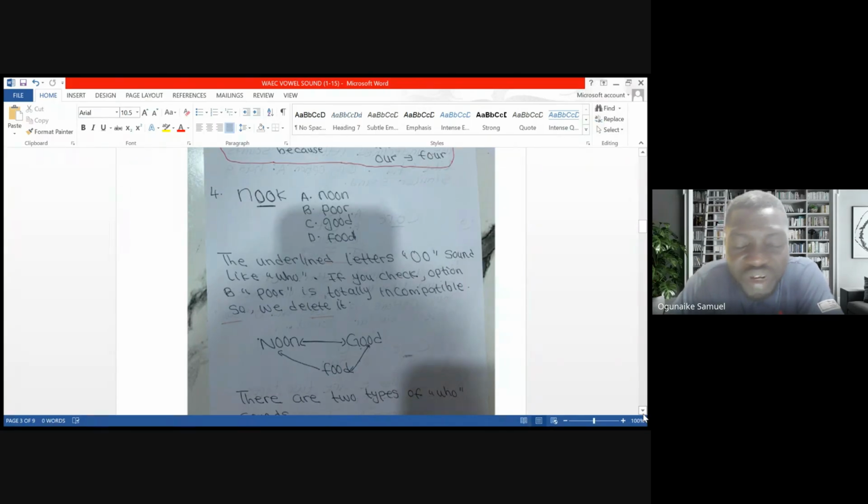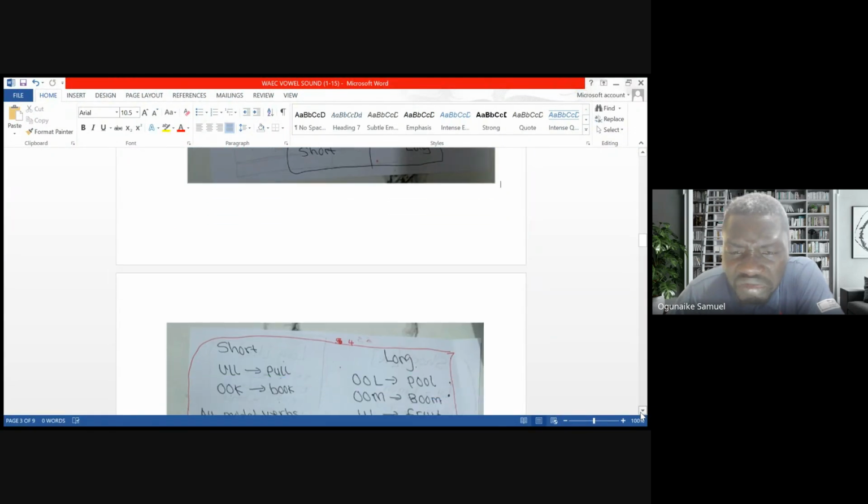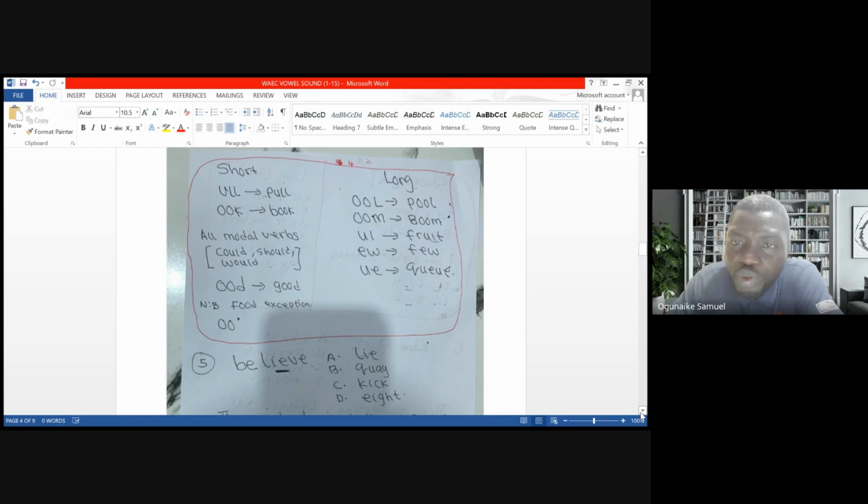Anytime you experience something like this, it means there are two types of that thing. That means there are two types of oo. So we have the short oo, and then we have the long oo. How am I supposed to know the long and the short oo? Just letter combinations. For example, OOL, as in pool, cool. OOL will give you long, OOM will give you long, UI will give you long, as in fruit, suit. EW will give you long, as in few, crew.